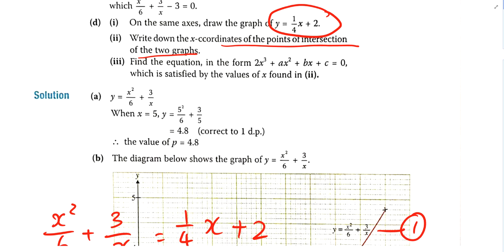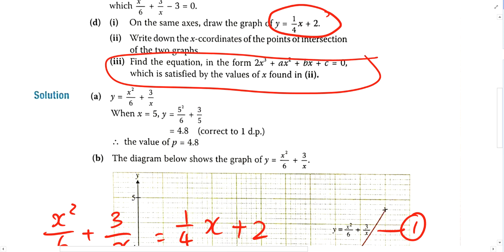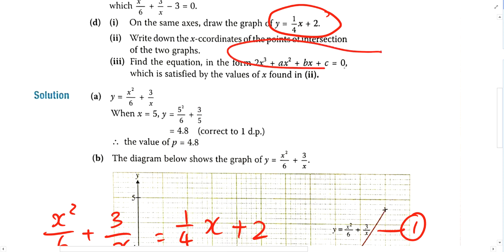Part 3, sorry. Find the equation 2x cubed plus ax squared plus bx plus c equals 0, which is satisfied by the values of x found in part 2. Okay, take a few seconds to think about this question first. What is it trying to tell you? Okay, think about it.